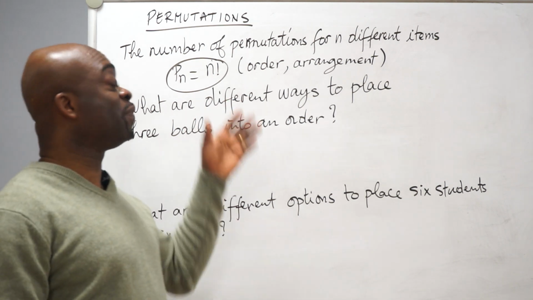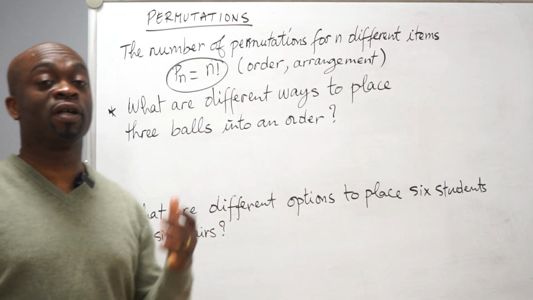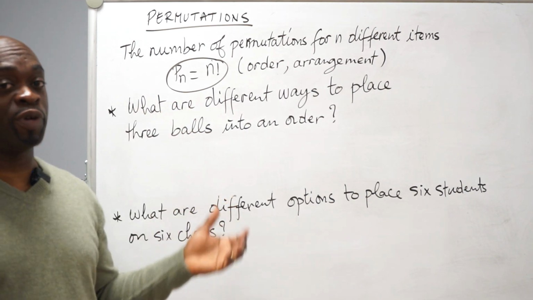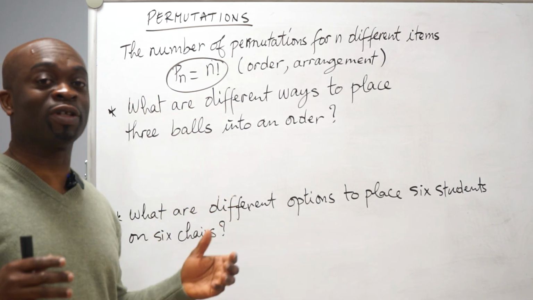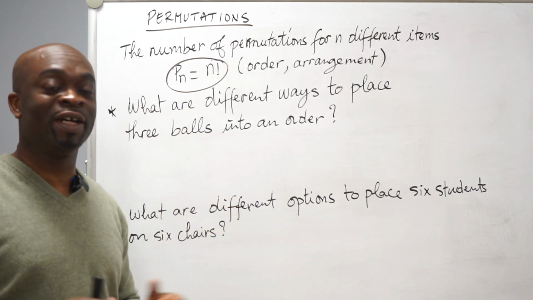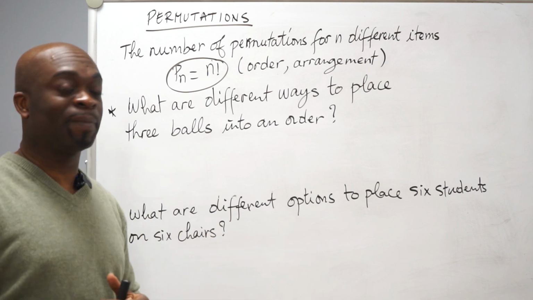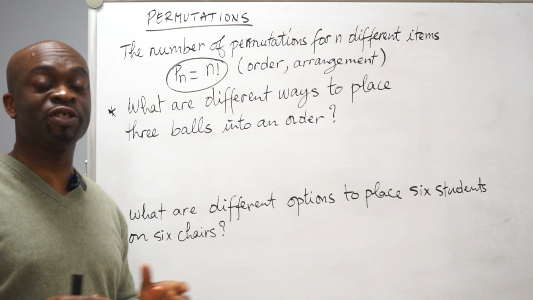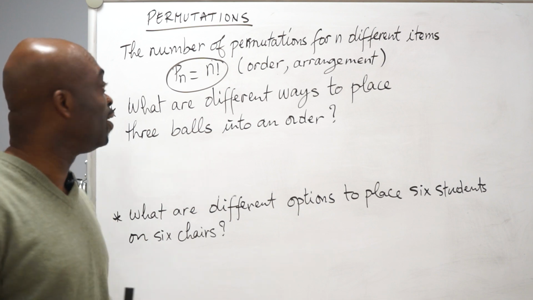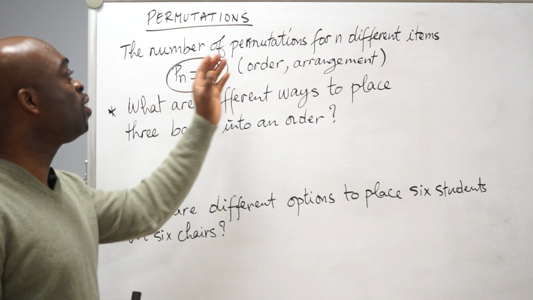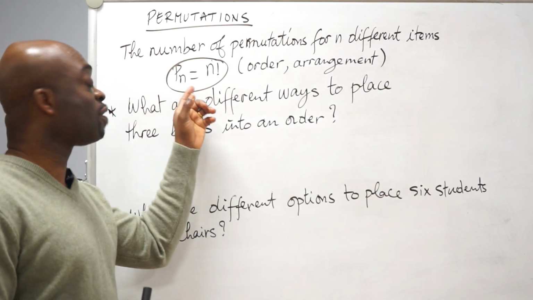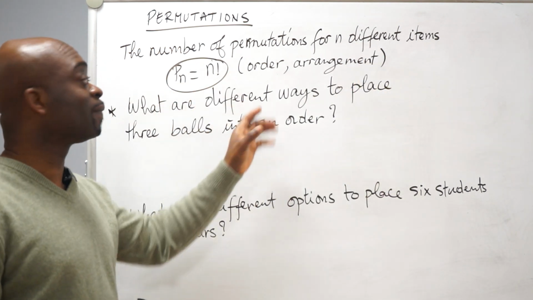Guys, we're talking about permutations here, so this is a part of combinatorics, okay? And permutations, combinations, I'm sure that you guys have heard about these words before, so we're going to talk about them in different videos, but today we're talking about permutations, so this is just an introduction of it, all right? So the number of permutations for n different items, P sub n, equals factorial n.